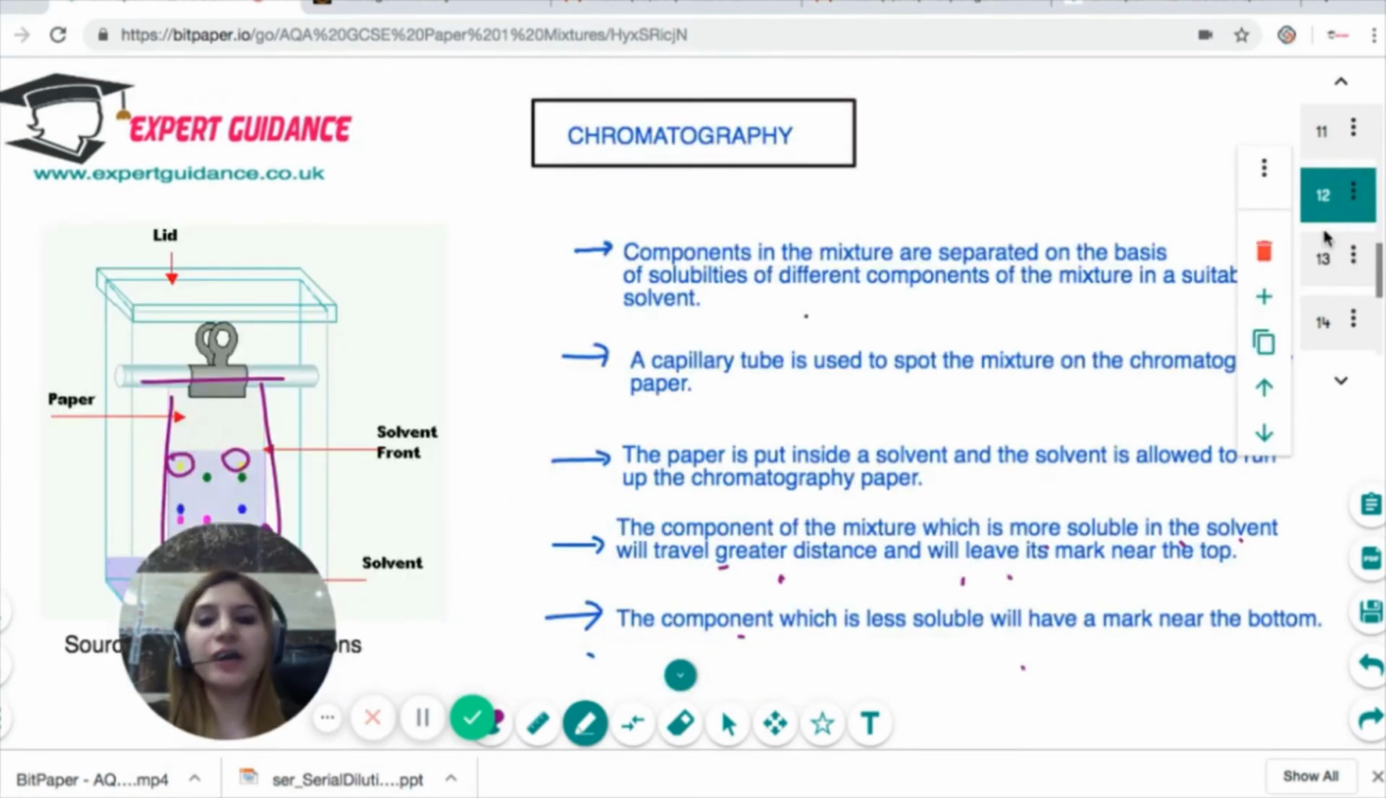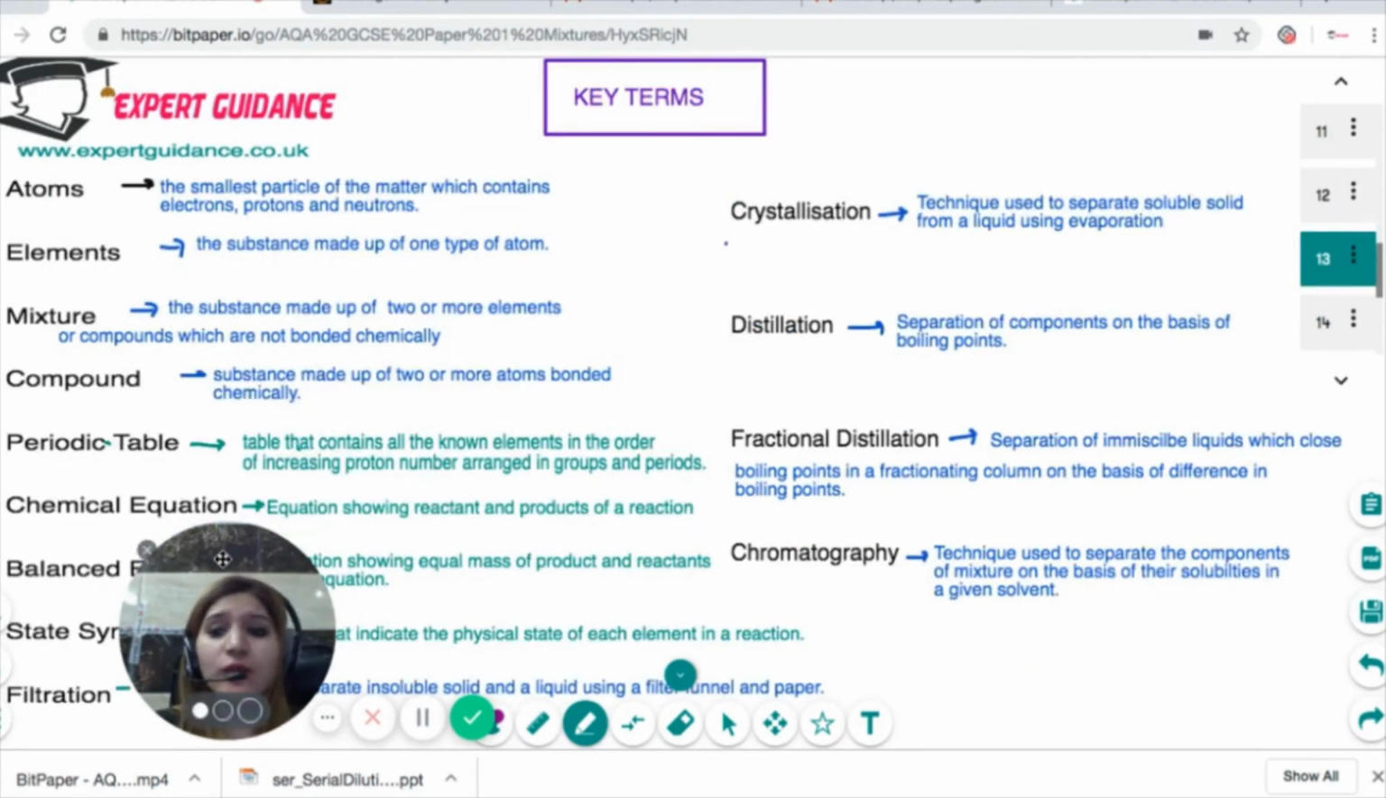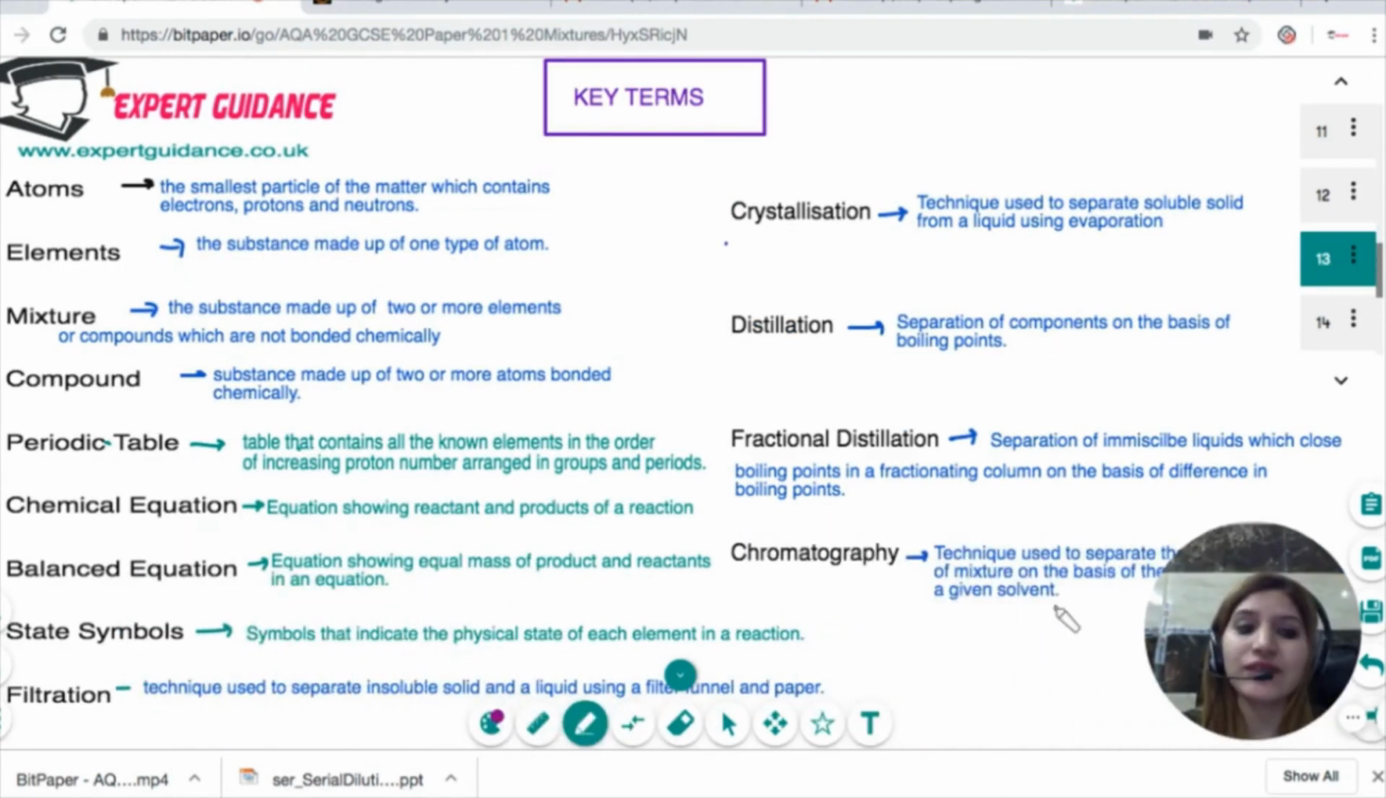Okay, so I hope all these 5 techniques are clear to you. You should be clear with where we use them and what the process of doing each technique is. Okay, so I hope this unit is well clear to you. Now let us look at the important key terms that we studied in this unit.